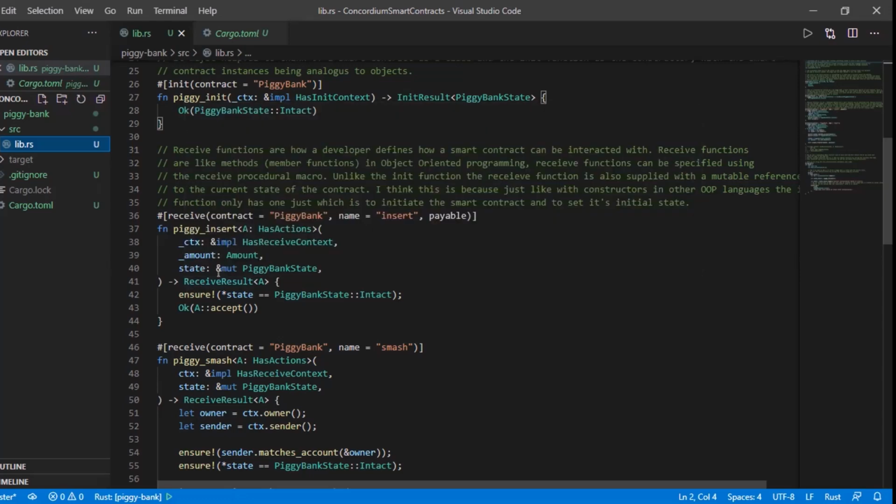State here is, and these are the types here. So in Rust, you first give it a name and then the type afterwards. So state, for example, is a mutable reference to the piggy bank state. What that means is mutability in Rust, being able to change something, has to be done explicitly, which is actually a really good safety feature.